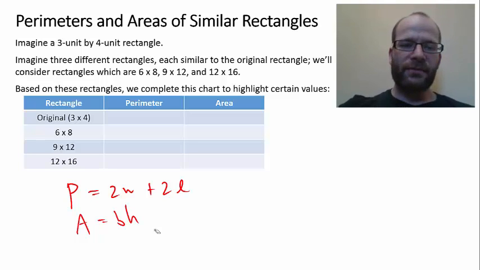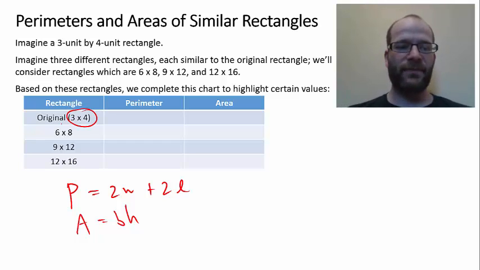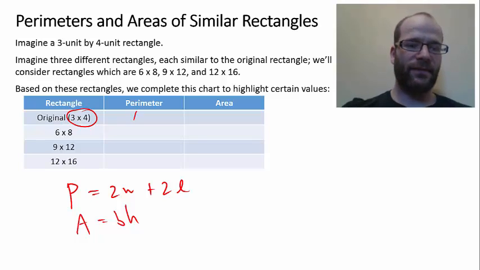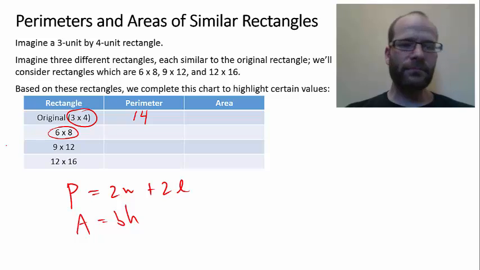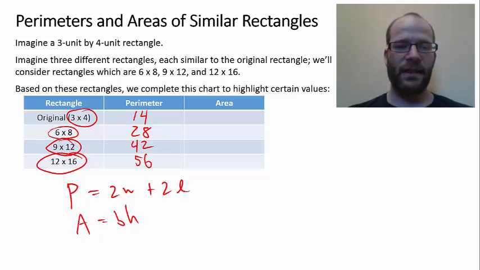So when we look at the original rectangle and ask what its perimeter is, we need to take 2 times 3, which is 6, plus 2 times 4, which is 8, and 6 plus 8 is 14. 14 units. When we calculate the perimeter of the 6 by 8 rectangle, we need to take 2 times 6 plus 2 times 8, so that's 12 plus 16, and 12 plus 16 is 28. Over here we have 18 plus 24, which is 42, and finally 24 plus 32, which is 56. So those are the perimeters.